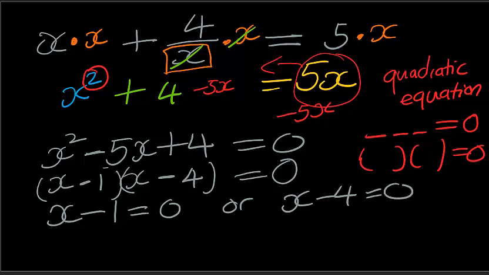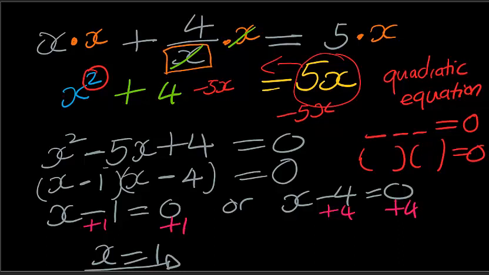So in order for me to solve this, I'm going to say plus 1, and that means that x is equal to 1 on the left hand side, and on the right hand side I say plus 4, so x is equal to 4. And because it is a quadratic equation, we have two values for x, or the graph will cut the x-axis in 2 points, at x is 1 and x is 4.